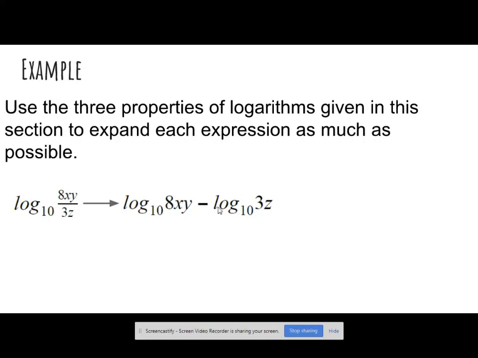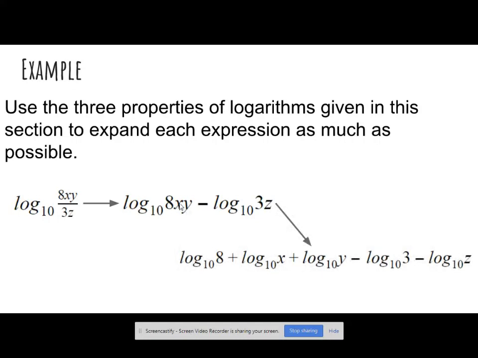From there, we had a property that says if you're multiplying within that logarithm, log base 10 of 8 times x times y, we can expand that out into the log base 10 of 8 plus the log base 10 of x plus the log base 10 of y. So we can expand that out further. We can take that 8 times x times y and make that into plus log of x plus log of y.